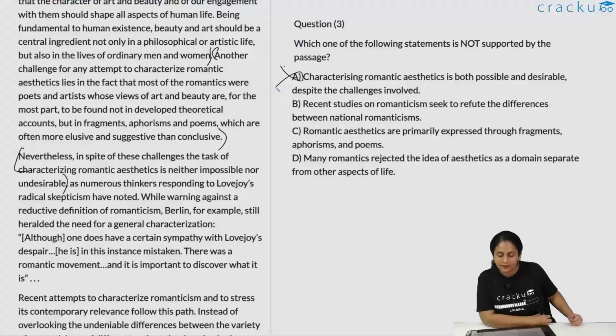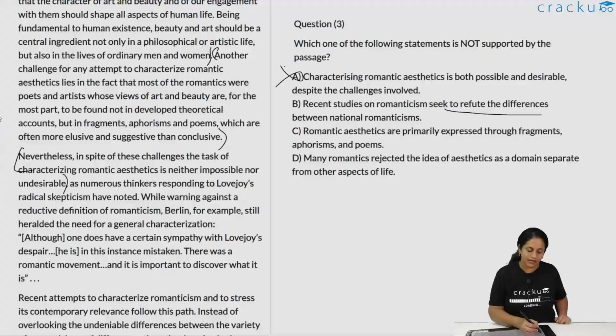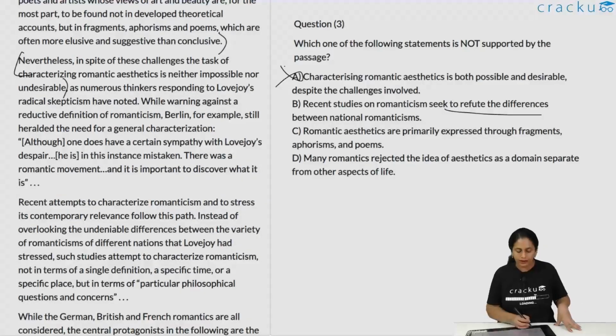Recent studies on romanticism seek to refute the differences between national romanticisms. No, they don't seek to refute the differences. Recent studies on romanticism accept that there are differences. They consider all different types of romanticism, and they focus specifically on German romanticism. Recent studies basically characterize not by place or time, they characterize by the philosophical questions raised. So it's not that they will say there are no differences between German romanticism and French romanticism. There are differences. They are not trying to refute the differences. This is not true at all. So B would be the right answer.